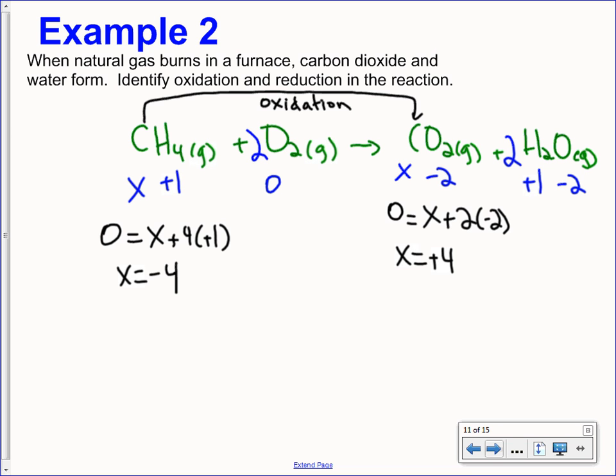If we have a look at oxygen, and we can have a look at both oxygens in this case, on the reactant side, it starts off with an oxidation number of 0, and then gains an oxidation number of -2 for each compound. So in this case, oxygen is gaining electrons, and since it is gaining electrons, we can say it is undergoing a reduction. So within this particular reaction, carbon is undergoing oxidation, oxygen is undergoing reduction.